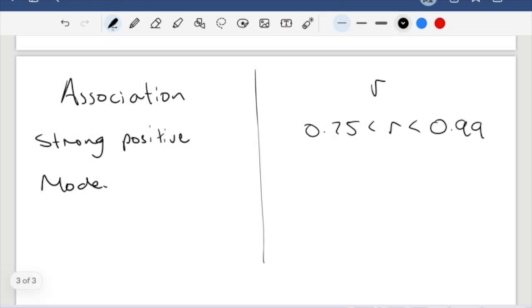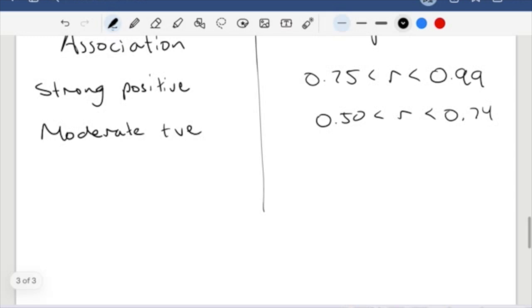Our next one down is our moderate positive. And this is going to go from 0.5 to 0.74. Our weak positive goes from 0.25, and it goes without saying, but all of these values I'm writing down on the right-hand side are positive. This will become clear later on.